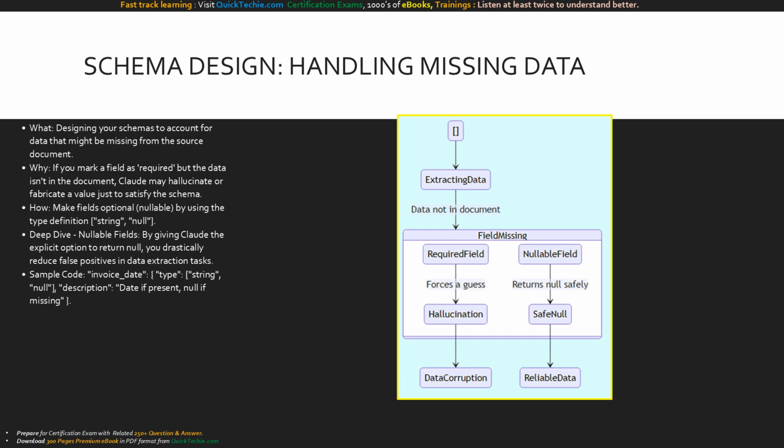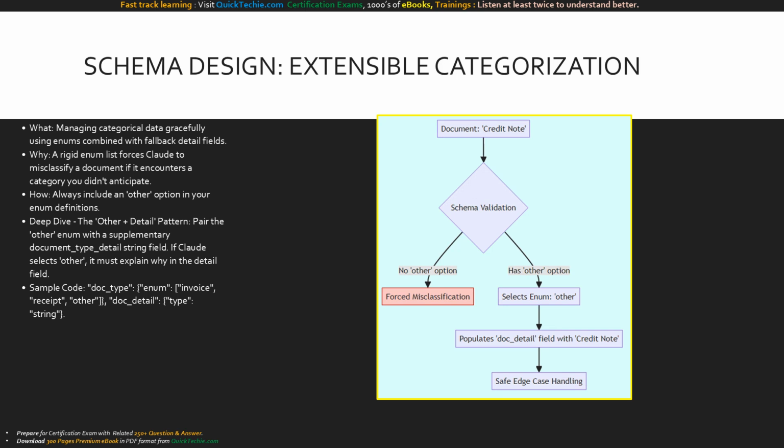This state diagram illustrates the hallucination trap. During data extraction, Claude encounters a missing field. If your schema configured this as a strictly required field, it forces the model to guess, resulting in a hallucination and data corruption. However, if you engineered it as a nullable field, Claude safely returns a null value, maintaining high data reliability.